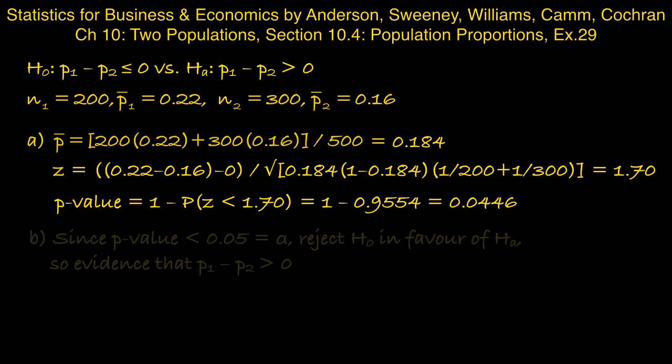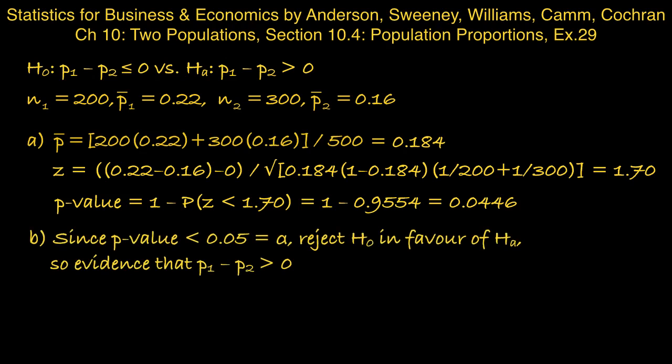Since the p-value is less than 0.05, we're going to reject the null in favor of the alternative, so there is evidence that P1 minus P2 is greater than 0.